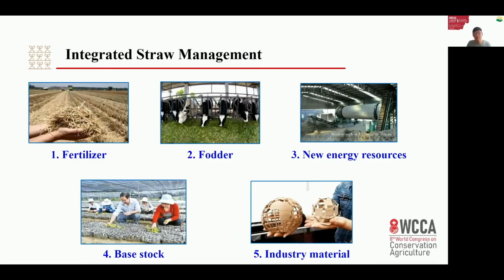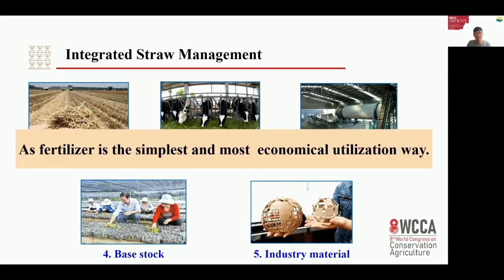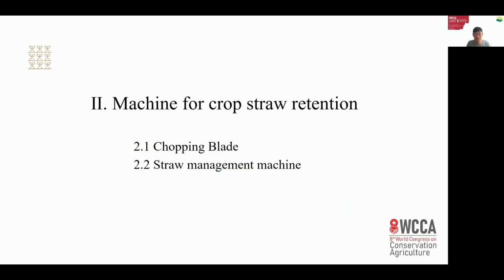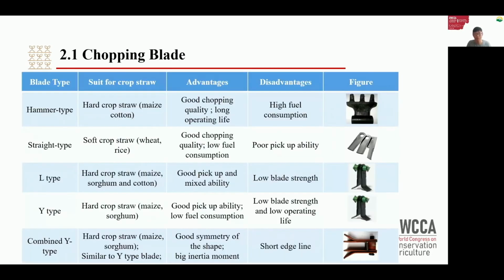To improve the utilization, the crop straw is used as fertilizer, fodder, new energy resource, feedstock, and industry material. But as a fertilizer is the simplest and most economical utilization way because of the less operating process. The straw management machine is the main equipment to achieve the crop straw retention. The chopping blade is the main device for the management machine.